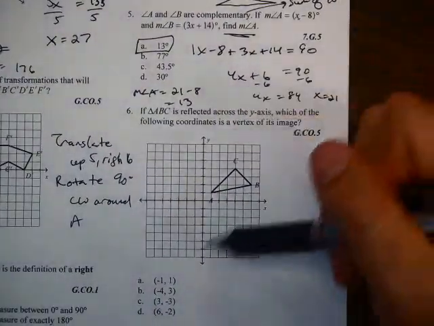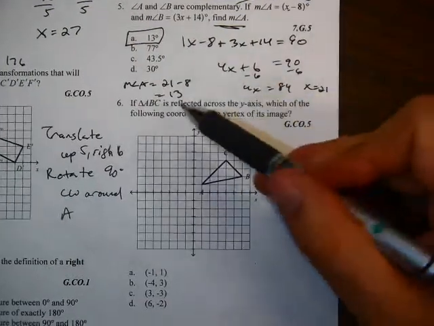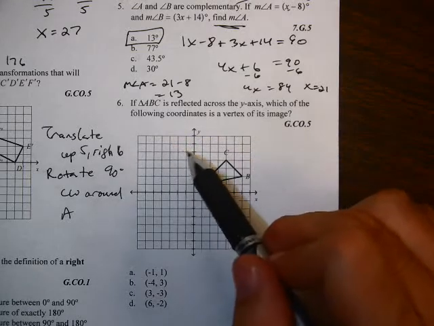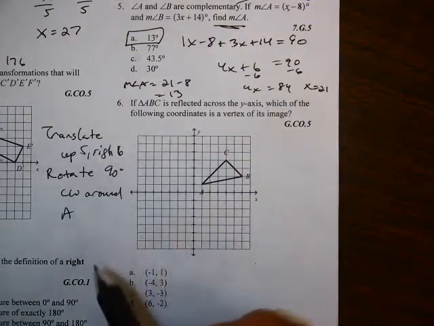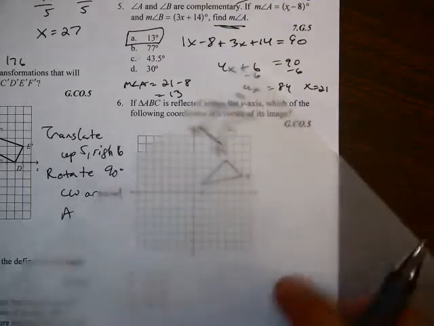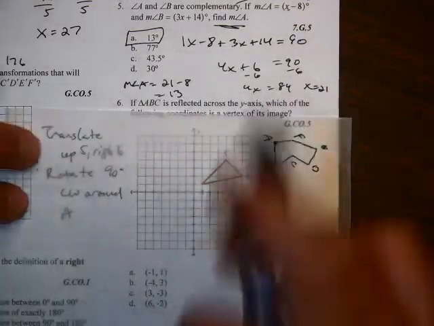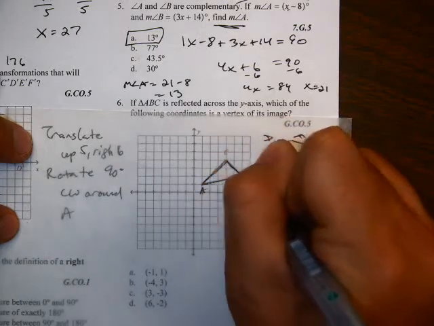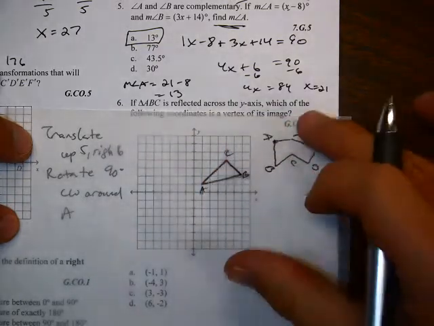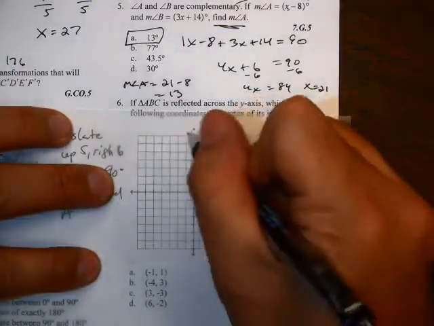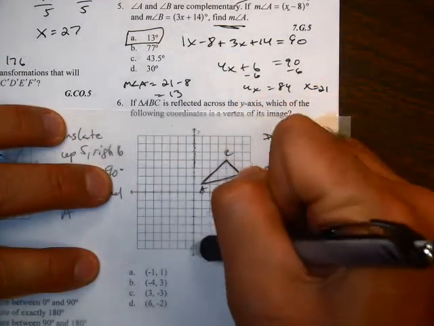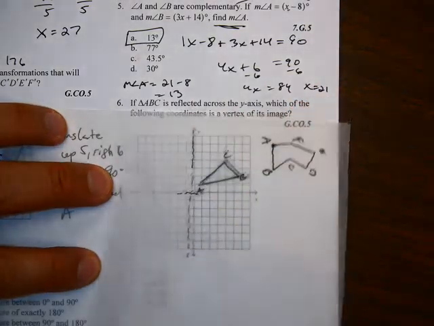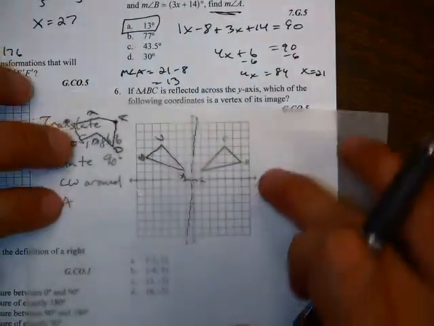Number 6 is another multiple choice. Asks if a triangle ABC is reflected across the y-axis, which of the following coordinates is the vertex of its image? Now what I could do is I could use a tracing paper, and I could trace triangle ABC. And usually whenever we trace, we trace the labeling as well. There's ABC. And I'm going to trace the y-axis, because that's what I'm reflecting over. And I'm going to put that little mark there, because when I flip over the y-axis, there's my reflection.